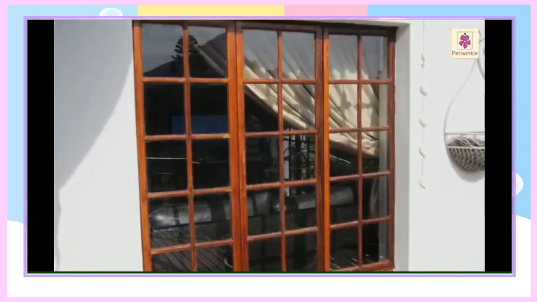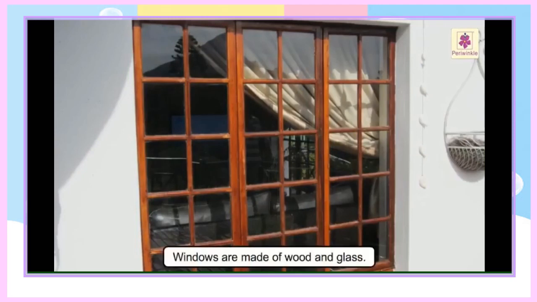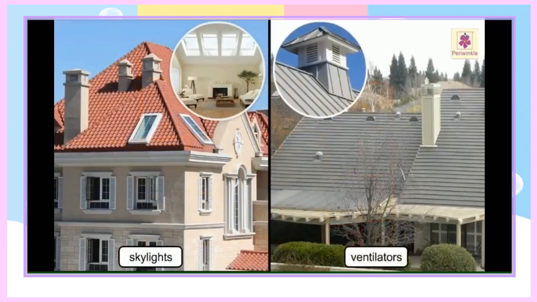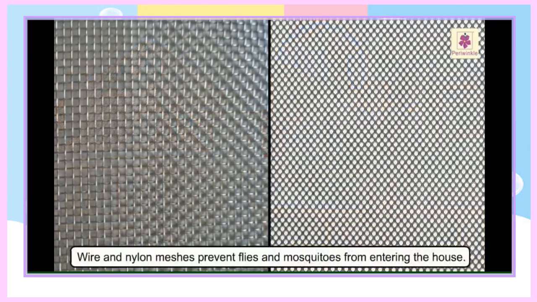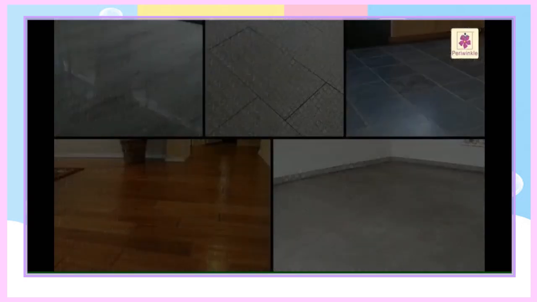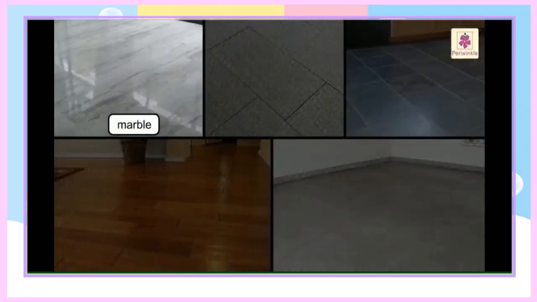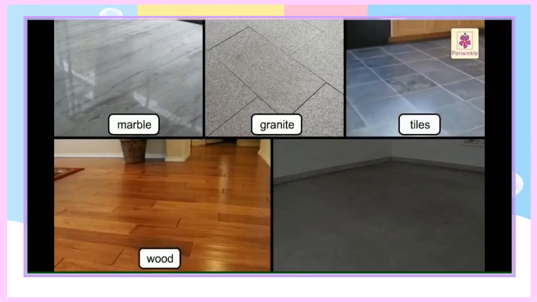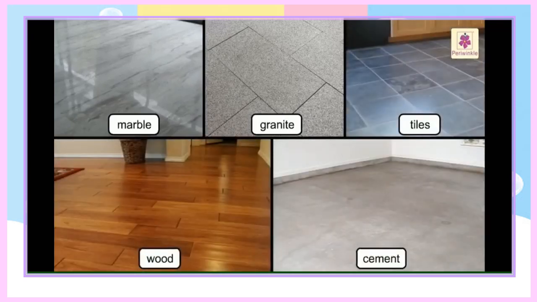In smaller towns and cities, most windows are made of wood and glass with skylights or ventilators to let in sunlight and fresh air. Wire or nylon meshes are put on windows to prevent flies and mosquitoes from entering the house. Different materials like marble, granite, tiles, wood, and cement are used to make floors.